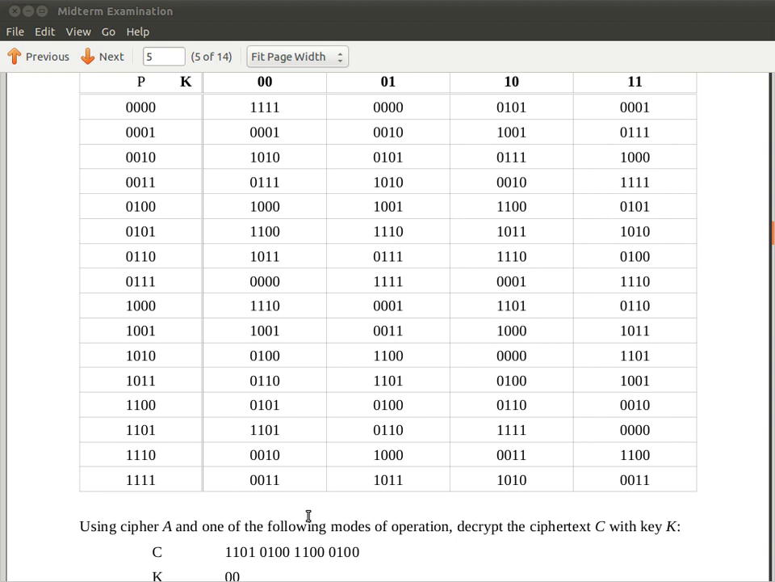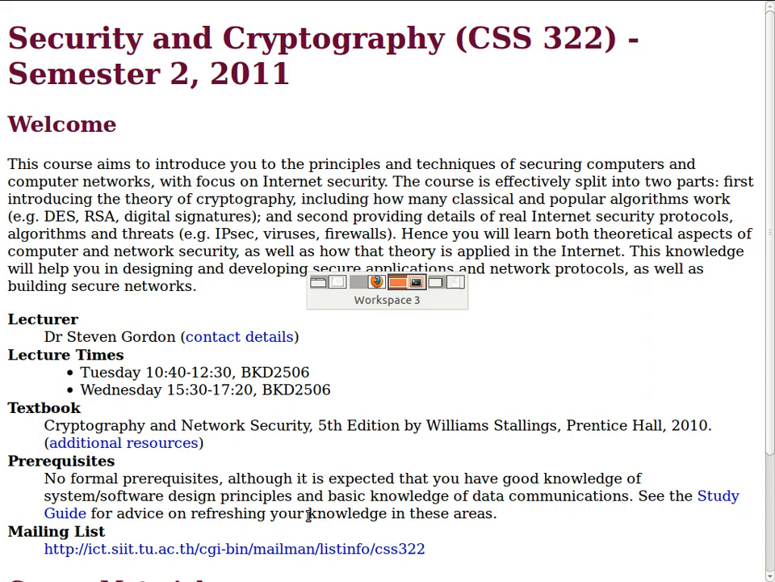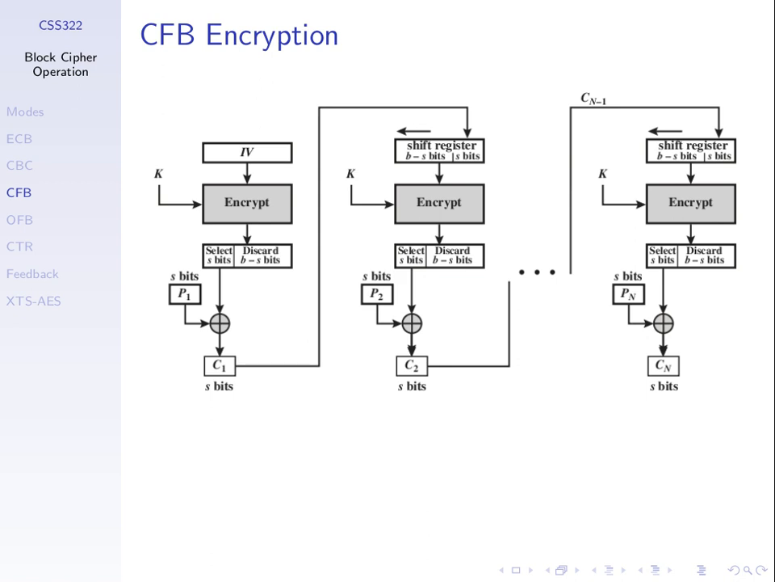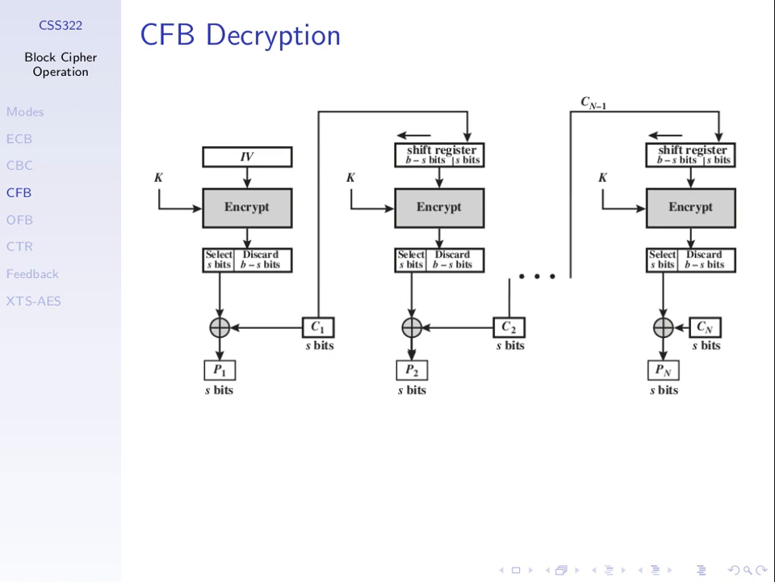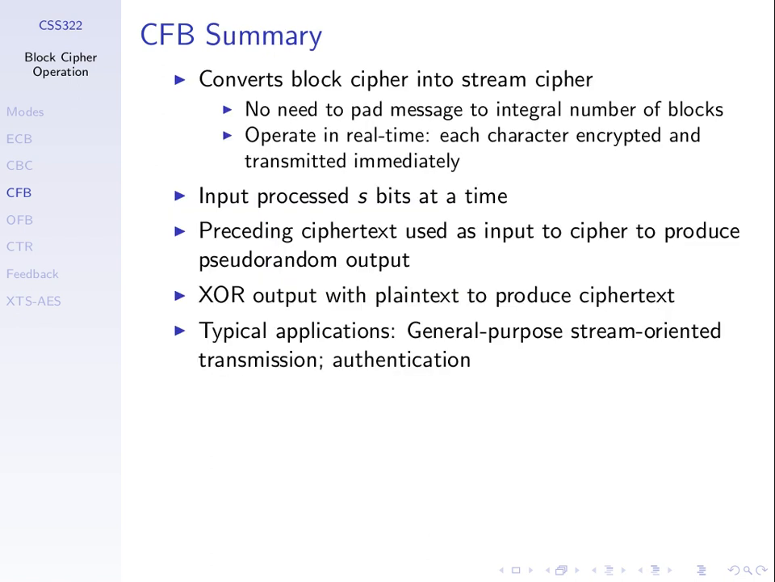Okay, enough. Let's describe counter mode and also the one we missed, output feedback mode. Cipher feedback mode, we turned a block cipher into a stream cipher. Take a look at the decryption. See how the reverse works. With a stream cipher, we can operate in real time. That is, we can use it when we need a shorter delay of encrypting.